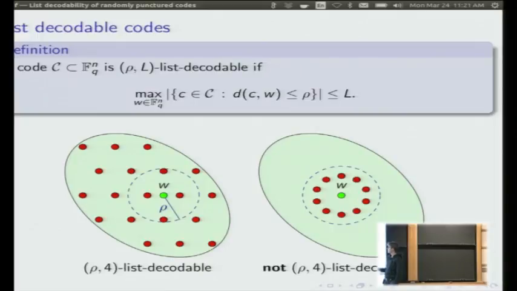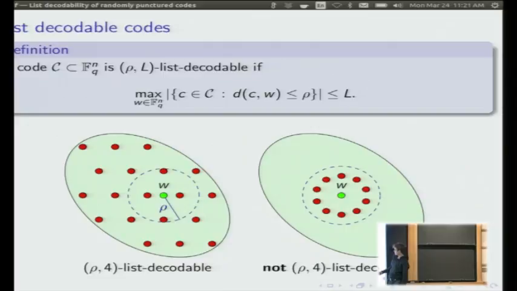I say that it's rho, L list decodable if for any received word W that Bob might see, the number of code words within radius rho of that received word is small, no bigger than L. And for the rest of the talk, I'm going to think of L as being polynomial in everything in sight. And when I forget to mention L and I just say something is list decodable, I mean list decodable with list size polynomial in everything in sight. But not N, right. List decodable in 1 over epsilon, which I haven't defined yet. So yeah, reasonable sized L.